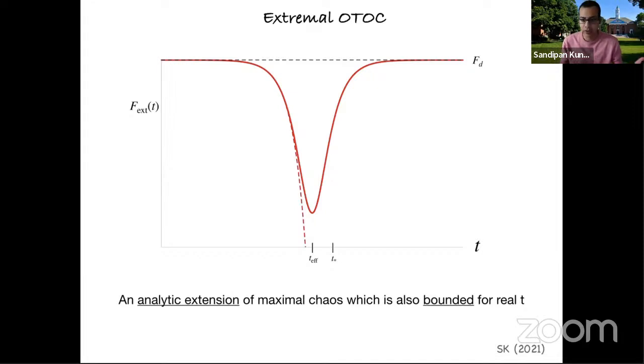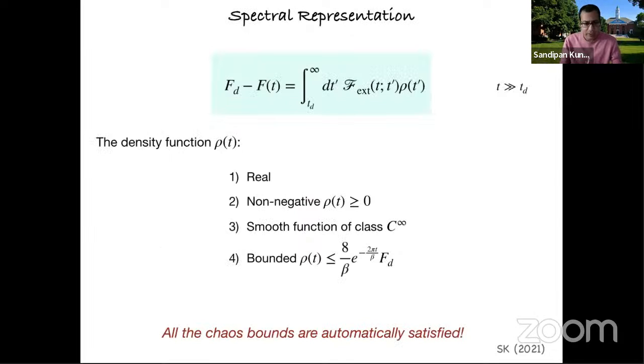Why should anybody care about this extremal solution? There is a reason why this extremal solution can be very important. So one can rigorously show that the extremal solution provides a Källén-Lehmann type spectral representation for all OTOCs. So any OTOC can be written as an integral of the extremal solution, which is the solution that I showed you in the last slide, times some density function rho. And one can rigorously show that this density function rho obeys the following four properties. It's a real function, it's non-negative, it's a smooth function, and it's bounded.